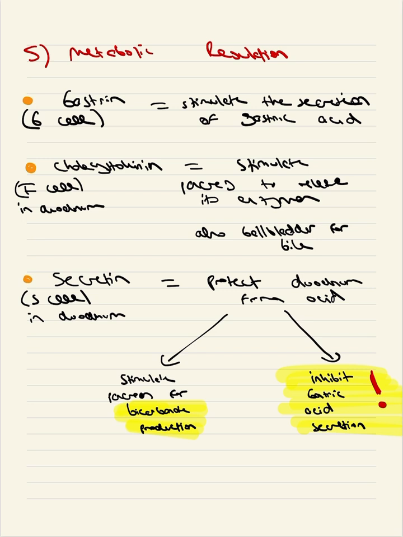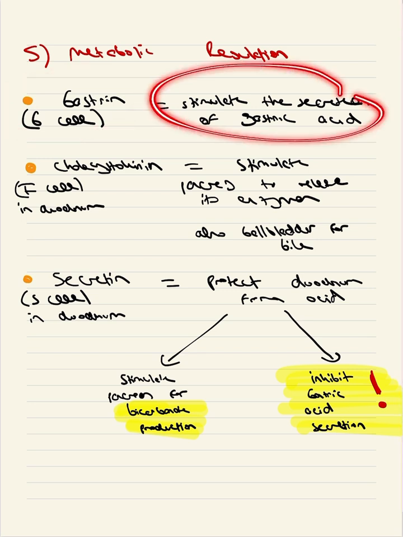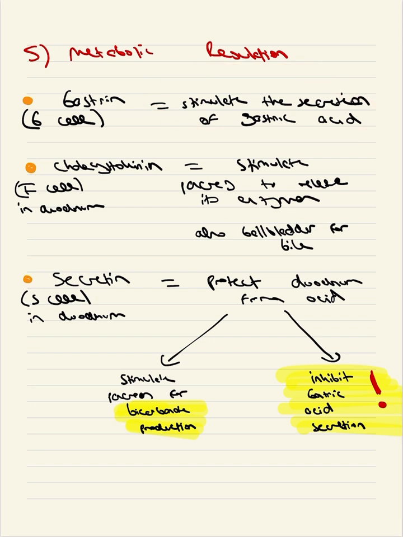Then for metabolic regulation, you have gastrin, which is produced by G cells, so this will stimulate the secretion of gastric acid, so you gotta help yourself digest. Cholecystokinin, I cells in the duodenum, stimulate pancreas to release its enzymes and gallbladder for bile. So you get that bile, got that enzyme, so you can digest everything, okay? The last one is secretin, and it will protect the duodenum from acid. So it will inhibit gastric acid secretion, and it will stimulate the pancreas for more bicarbonate, okay? It kind of says I want more bicarbonate because I gotta protect myself from that acid that's incoming.